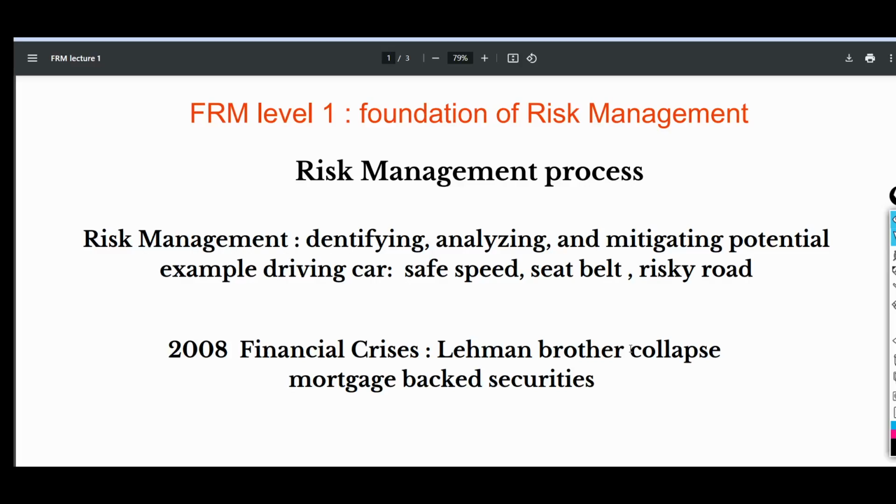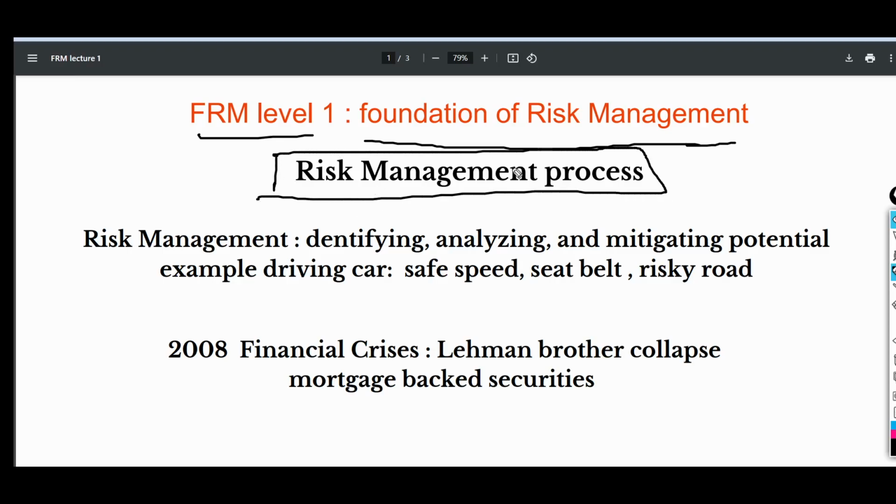Welcome back, students. This is the first class in the course Financial Risk Management Level 1, Foundations of Risk Management. It is the first subject in Financial Risk Management Level 1. And this is the first class where I'll be talking about the risk management process.